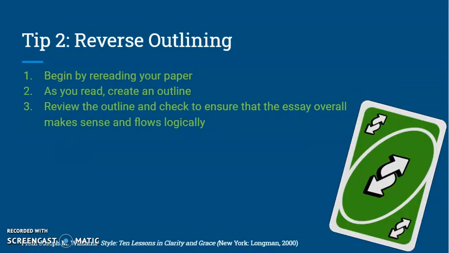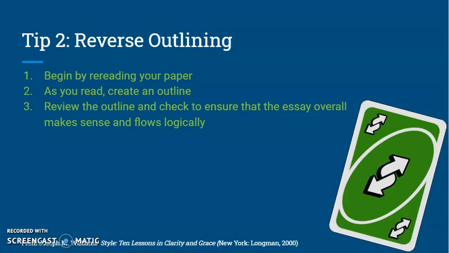Our second tip is called reverse outlining. This also can be accomplished in 3 brief steps. First of all, you're going to begin by rereading your paper from start to finish. Then, as you read, you're going to create an outline of what ideas you address in your paper. Finally, you review the outline and check to ensure that the essay overall makes sense and flows logically.